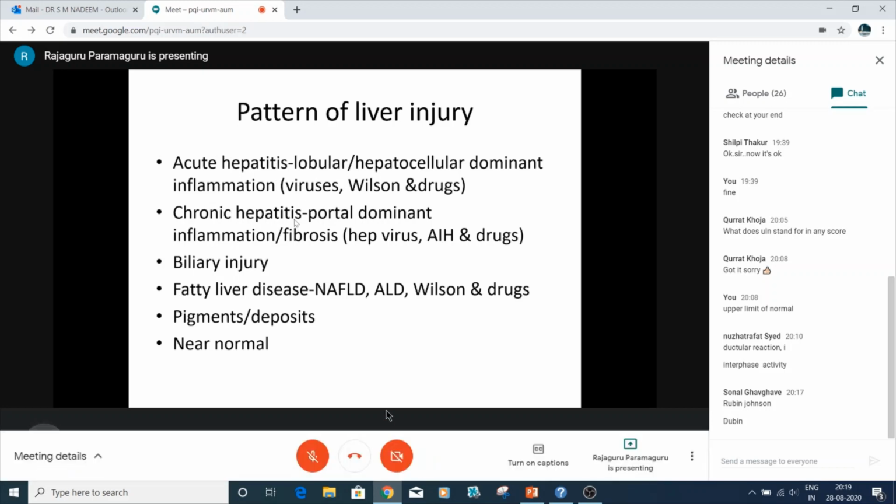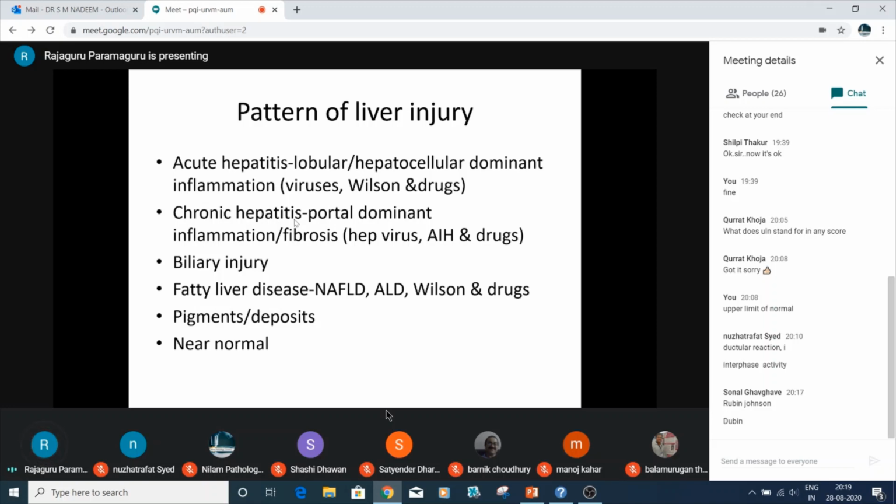So we'll go to the pattern of liver injury. After giving the list of findings which you are able to see in the liver biopsy, you will have to come to a pattern of liver injury. Whether it is an acute hepatitis, where you will be able to see the lobular predominant inflammation. There can be a portal inflammation in an acute viral hepatitis, mainly in any kind of acute viral hepatitis, be it hepatitis A, B, or C virus infection.